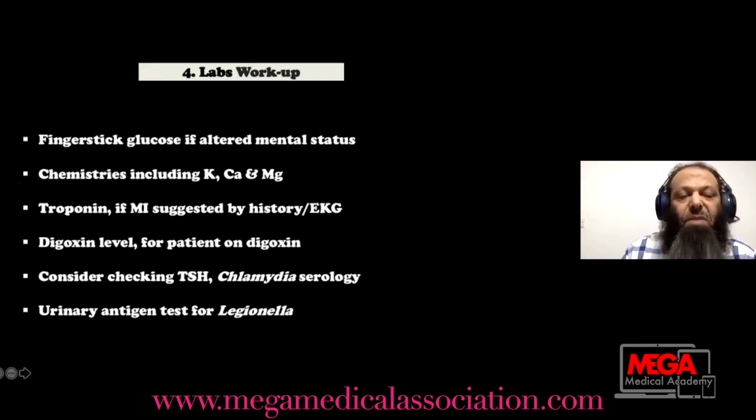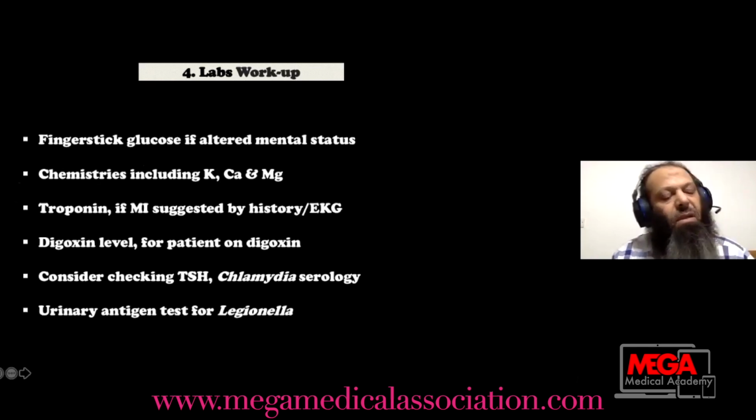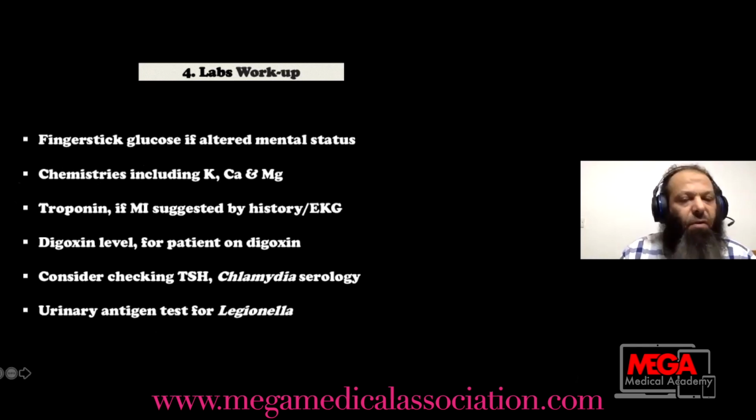What about labs? Frequently you have to check the finger stick if you thought about hypoglycemia. Of course, the chemistry is routine, potassium and magnesium, troponin if you're thinking about MI, and digoxin level if your patient is on digoxin for heart failure or AFib, thinking about digoxin toxicity. If you are thinking about a patient having hypothyroidism or myxedema coma, it's bradycardia, long QT, hypothyroid, so think about the TSH and request it.